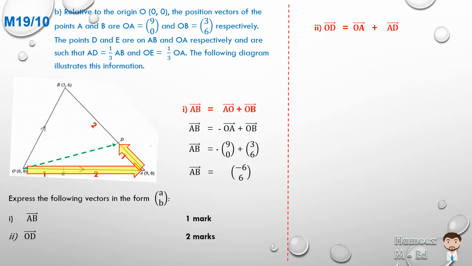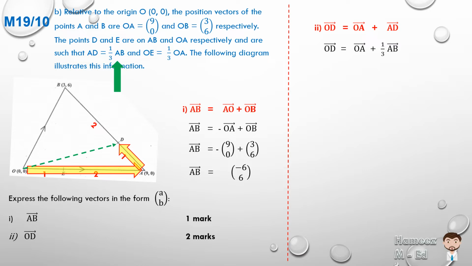Yes, we could have gone from O to B and then from B to D. As in many questions in mathematics, there are multiple ways of solving it. There is no fixed way to say that this is the only way it works. So let's continue. OD is equal to OA plus, what is AD? It's given in the question above. AD is equal to 1/3 of AB. And we have the 1 there to indicate that fraction.